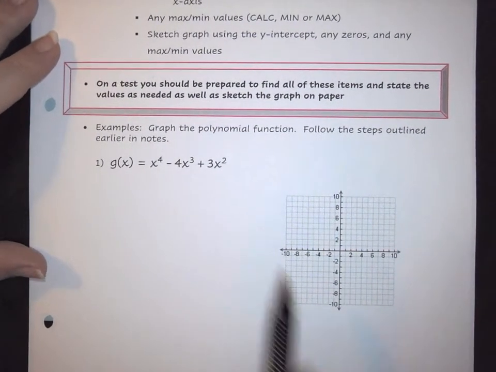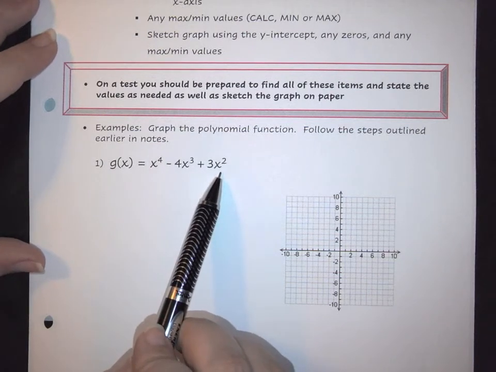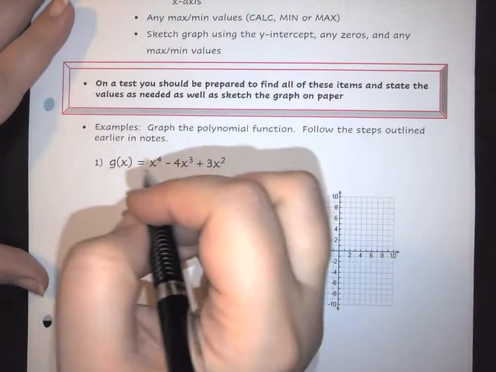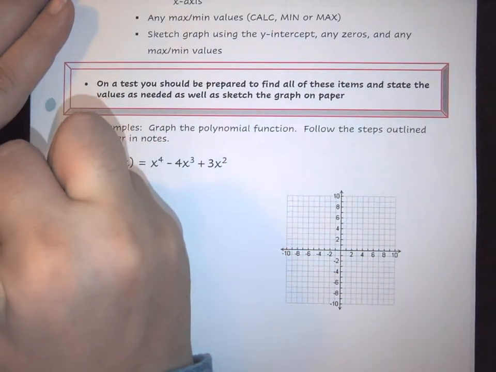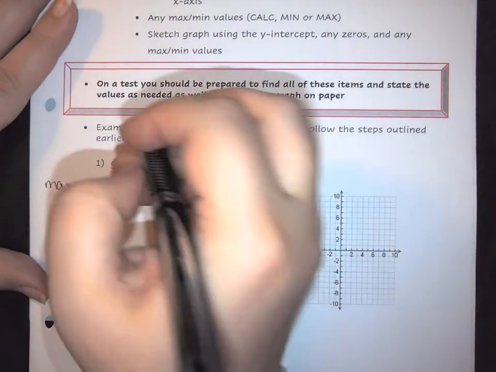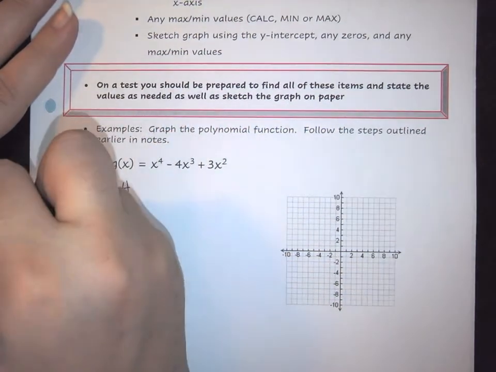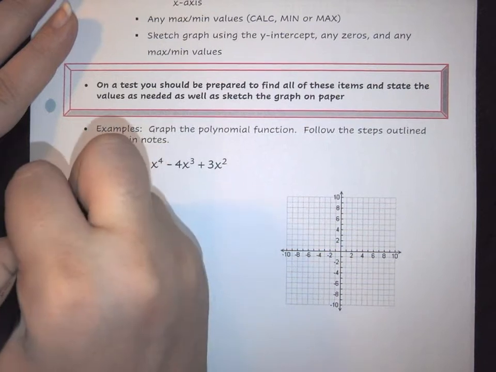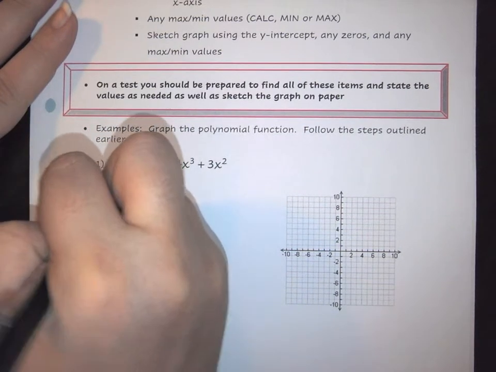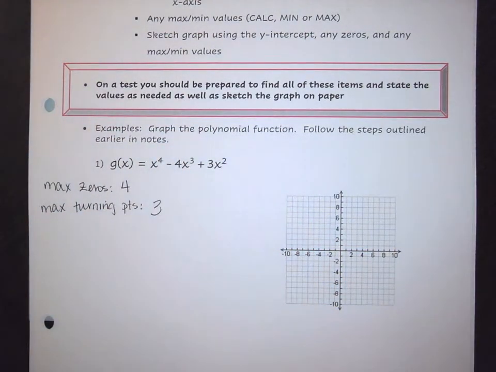So we have x to the fourth minus 4x cubed plus 3x squared. So the first thing we can do is make note about the max zeros. Well, my degree is 4, so the maximum number of real zeros could potentially be 4. We also can make note of the maximum number of turning points. So that would be 3. 4 minus 1 gives you 3. So we have potentially 3 places in which our graph is going to change direction.